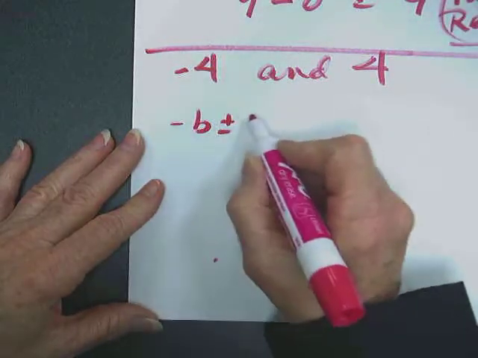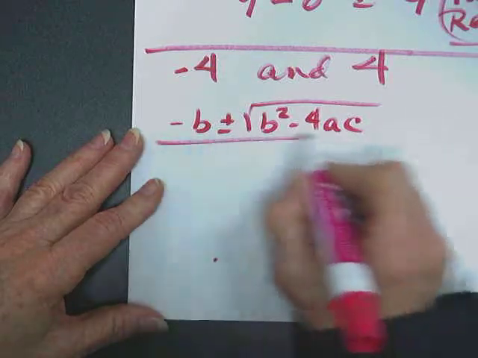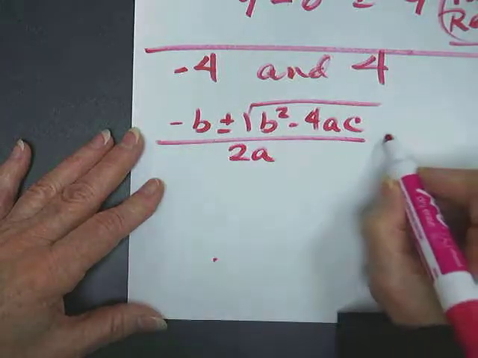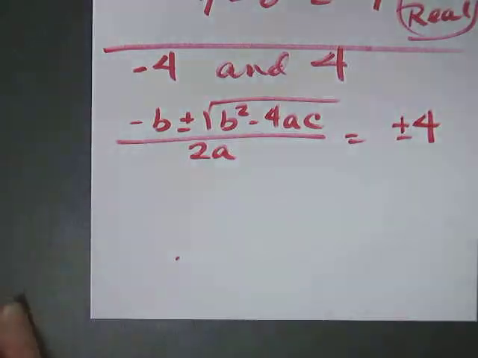Anyway, this is going to come from the quadratic formula, right? Okay. So we're going to have negative b plus or minus square root b squared minus 4ac over 2a. And that's going to be positive and negative 4.